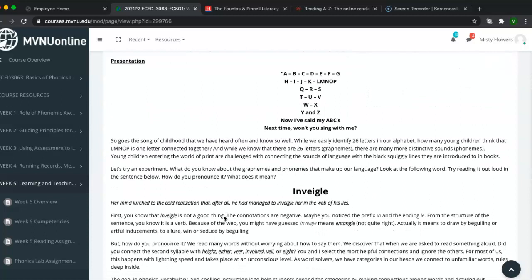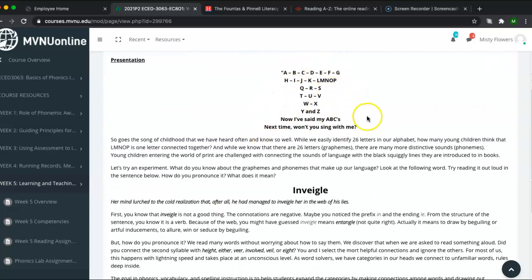Now, we all know the ABC song. We know there are 26 letters in our alphabet. However, many children think that LMNOP is one letter all connected together. We know there are 26 graphemes or letters, but there are many more phonemes or sounds. Young children that are entering the world of print are challenged with connecting the sounds of language with the black squiggly lines that are introduced on the paper.